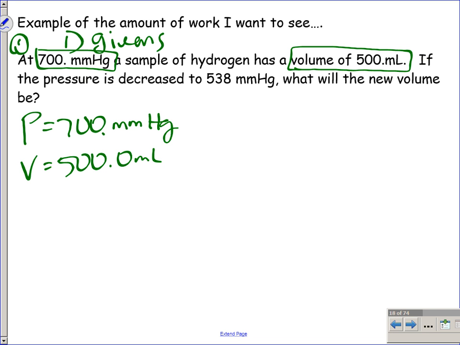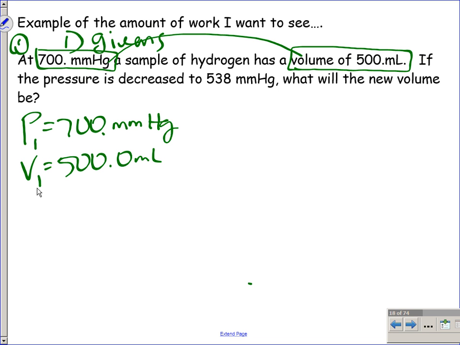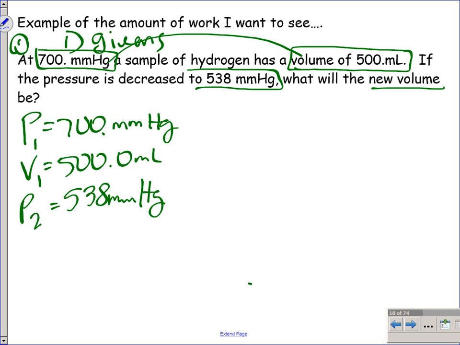Okay, so that's scenario one. You see it says a sample has this pressure and this volume. Do you see that those are given together? In one scenario, I'm going to label both of those 1 because they're given together in one scenario. Okay? And then the next scenario says, if the pressure is decreased to this, so what is this? P2, that's my second pressure given to me in a separate scenario, 538 millimeters of mercury. What will the new volume be? What's my question? V2. The volume that's associated with this pressure.